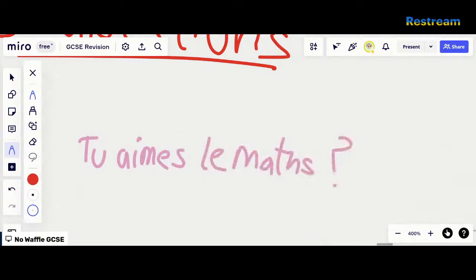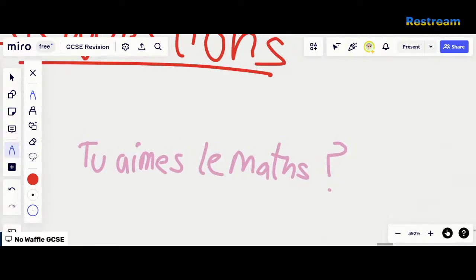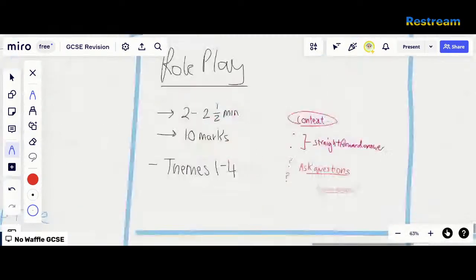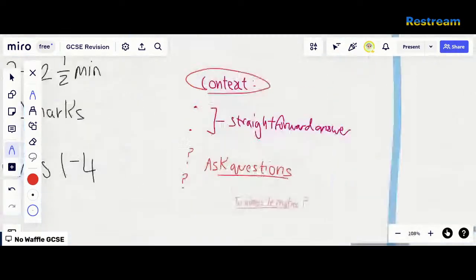Now this just means, do you like maths? But you can also, if you have a question mark and if you have intonation, then it sounds like a question. Tu aimes les maths? This is a question, and this is really useful, and I would definitely recommend, if you are unable to think of a question in terms of when you're using your prep time, then definitely just use intonation, and you will not be marked down if you use this over any other way.